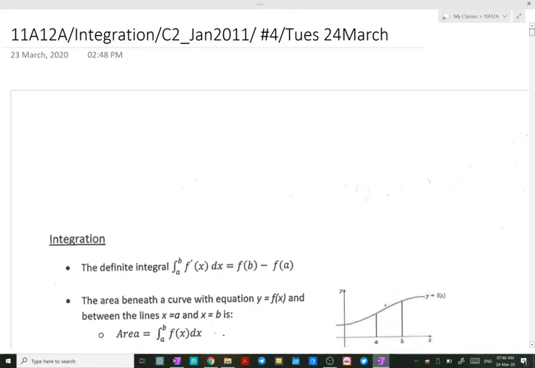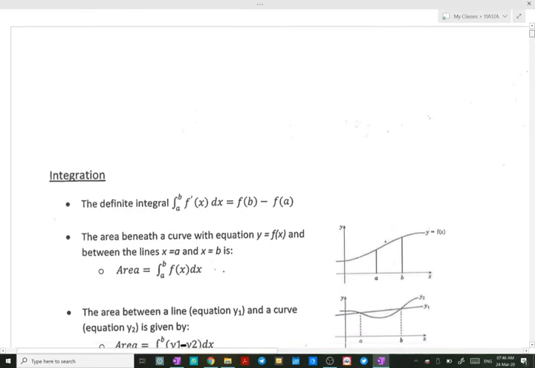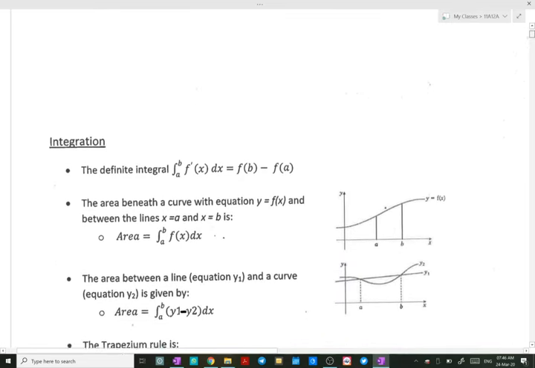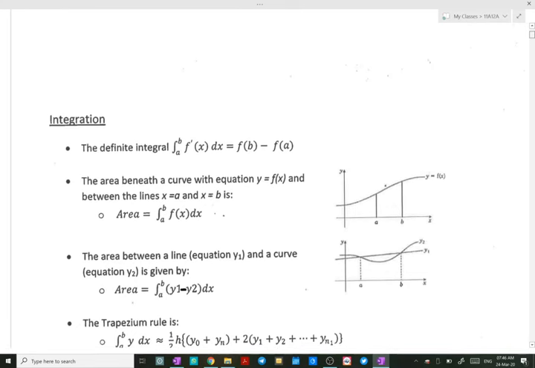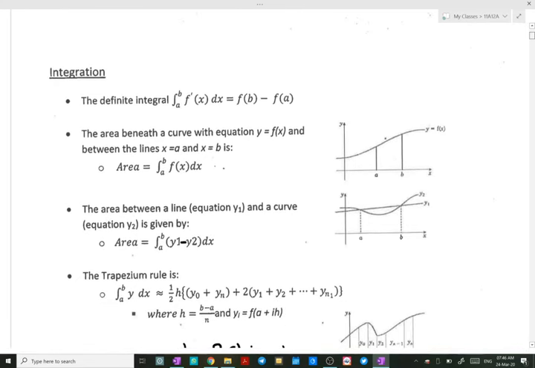Number 4 from the C2 paper, January 2011, integration. The topic is integration, but before that, let me show you the formulas that you're going to use and which formulas they are going to give you in the formula booklet. So the first 3 formulas, you have to know them.